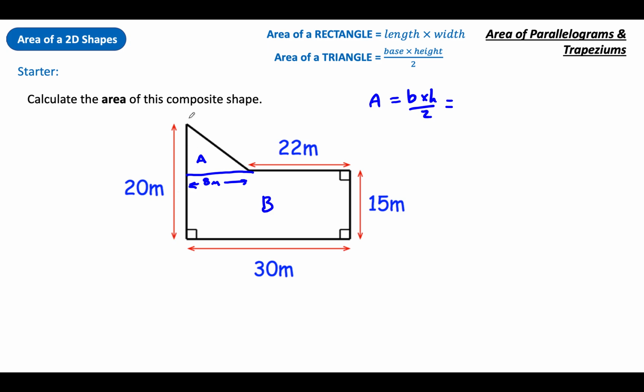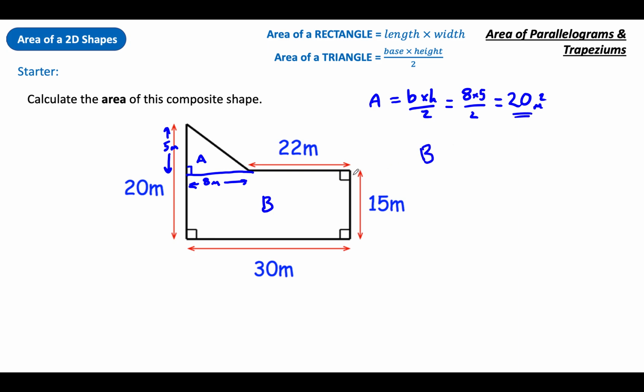And if the whole height of the shape is 20, but the rectangle's 15, well, the difference between those is 5. So it must be 5 meters to the top of the triangle. Now, that will be a right angle in there as well, even though my drawing's a bit squiffy. So base is 8, height is 5, multiply those together and halve it. 8 5s are 40, divided by 2 is 20. But what are my units? We're working in meters and we're area, so it's meters squared. So that's the area of A.